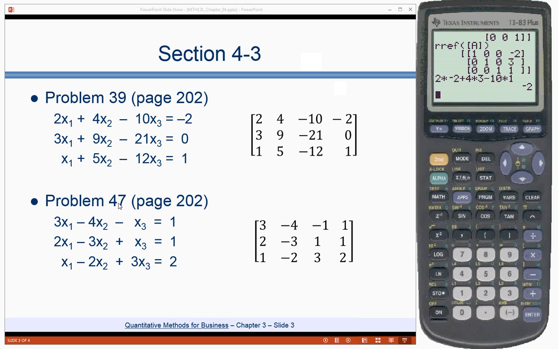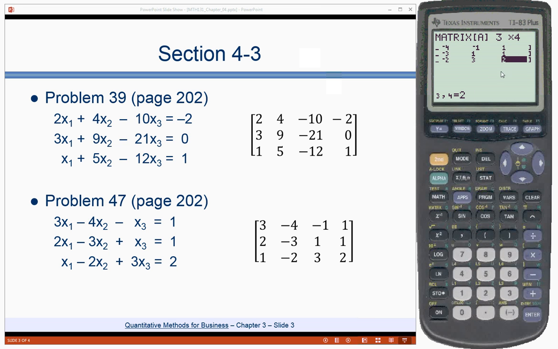So let's look at one more problem, problem 47. Again, we have to convert this into this matrix and enter it into the calculator. Again, go to the edit menu. It's the 3 by 4 again. So I just got to put 3, minus 4, minus 1, 1, 2, minus 3, 1, 1, and 1, minus 2, 3, and 2.